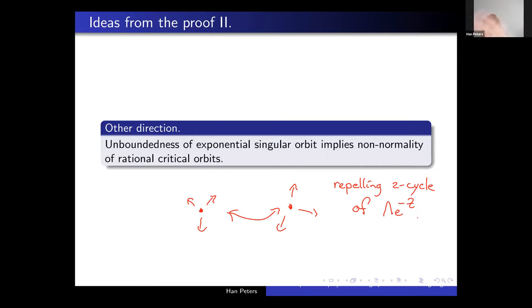And in fact, by varying lambda a little bit, the cycle will also vary a little bit, and I get a neighborhood of this cycle. But then if I approximate my functions with the rational functions, I still have a repelling cycle, and I can get a neighborhood, therefore I can hit it exactly, but then I cannot have a normal family because these are non-persistent. You just can't have a normal family if you have a neighborhood of a repelling cycle. So unboundedness implies that you get everything, and that implies that you must also get non-normality for the rational critical orbits for large enough degrees.